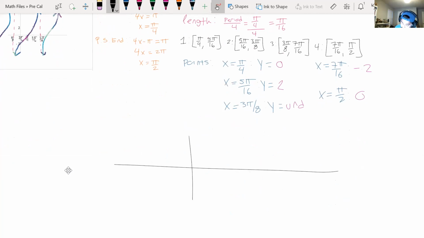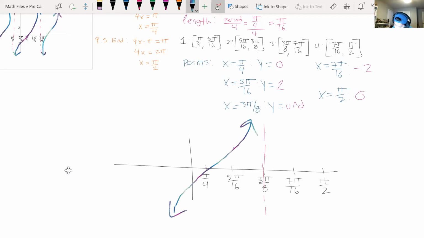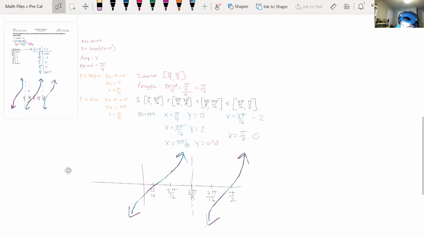When I graph this, I have pi over 4. So I'll just say here's pi over 4, 5 pi over 16, 3 pi over 8, 7 pi over 16, and pi over 2. So this is saying my vertical asymptote is at 3 pi over 8. And then for the rest, at pi over 4, I'm at 0. 5 pi over 16, I'm at 2. So we would look something like this. And then 7 pi over 16, I'm at -2, 0, and it would look something like that. So definitely some differences, but it's the exact same graph, just on different intervals.